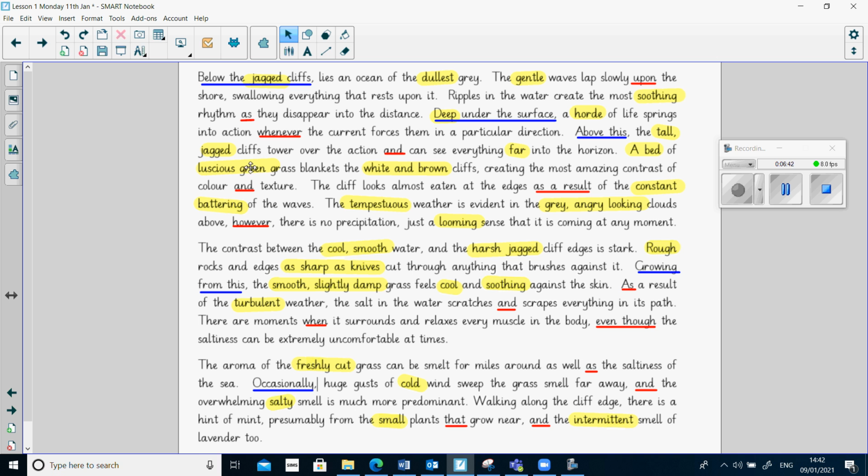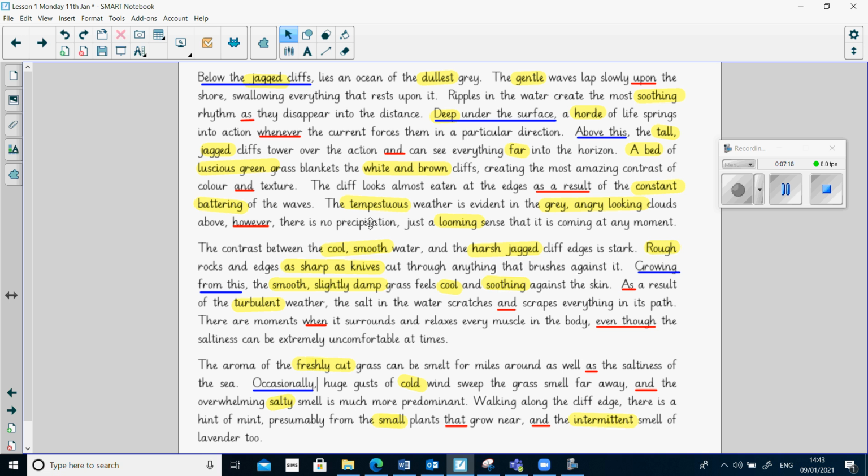Our next word is, let me have a look, tempestuous. I love that word. That's one of my most favourite words in the whole wide world. Tempestuous weather means it's quite changeable. It could be quite stormy, it could be quite scary at times, maybe. It's definitely not a nice, sunny, calm day. It could be raining or windy. It's also got about the grey, angry looking clouds. That links with the tempestuous weather a little bit.